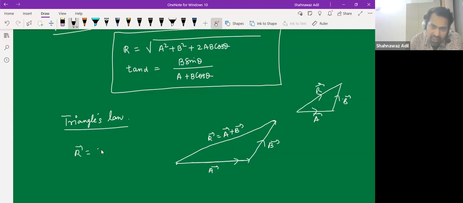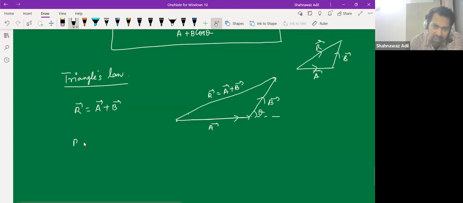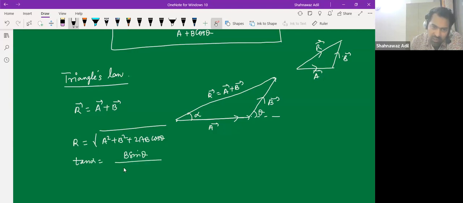Okay, so this is the triangle. And we get the same result from the triangle law. This is the angle, the magnitude is again the same, and for the direction, this is B sine theta divided by A plus B cos theta.